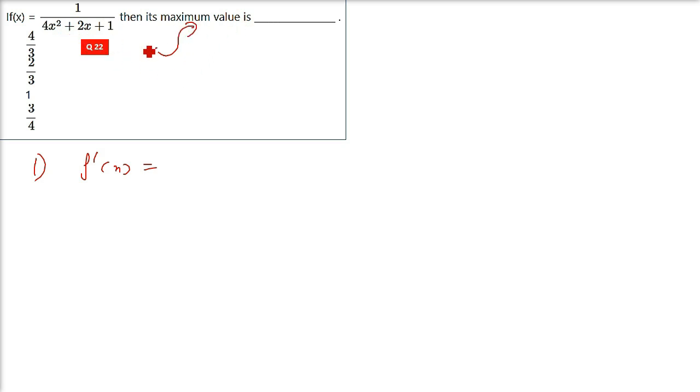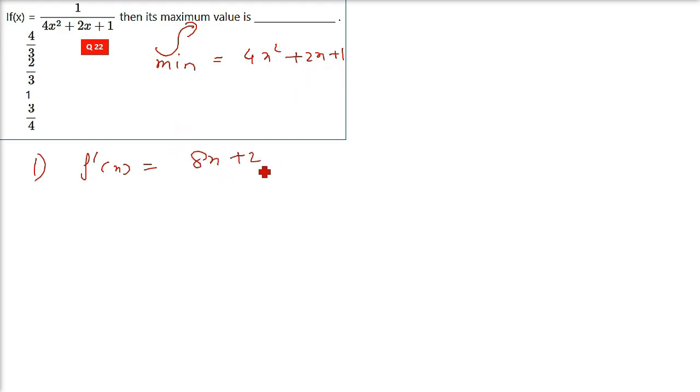So if you want to find out the maximum value of 1 by 4x square plus 2x plus 1, it is simply equal to the minimum value of the reciprocal of it. That is, if you take reciprocal of this expression, you get 4x square plus 2x plus 1. So rather than finding out the maximum value, we can go ahead with finding out the minimum value of this one. Alright. So we will just take now the expression not as 1 by this thing, but 4x square plus 2x plus 1. Alright, this is the concept you understood.